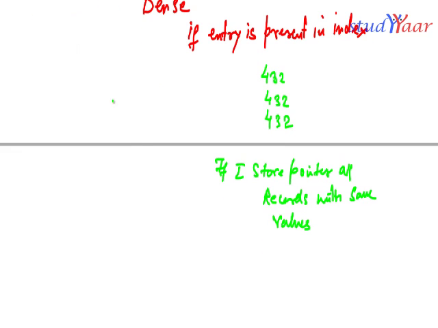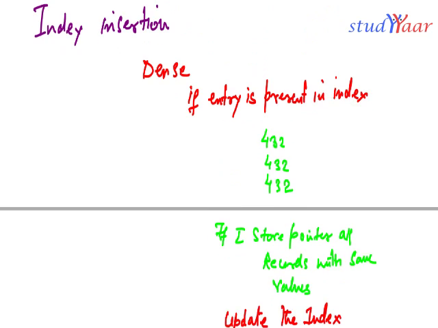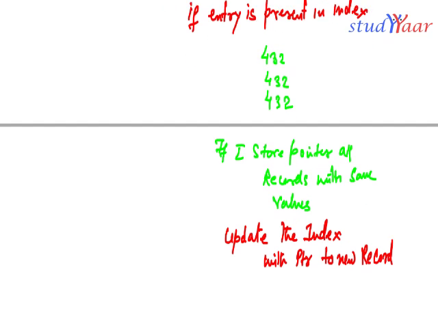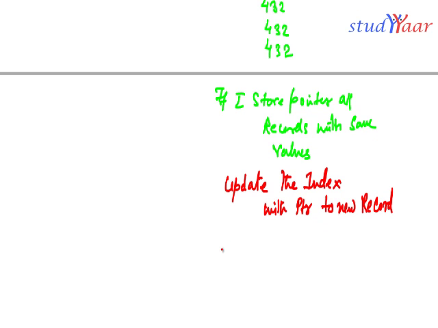Okay, then update the index with this value. Update the index with the pointer to this new record. Otherwise, I already have the pointer to the first record which has this value, and I do nothing else. Do nothing.